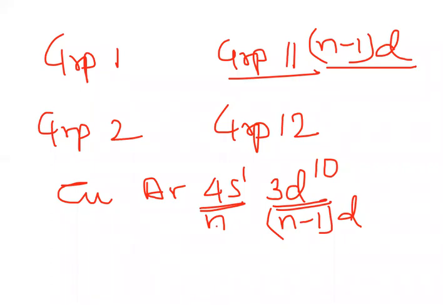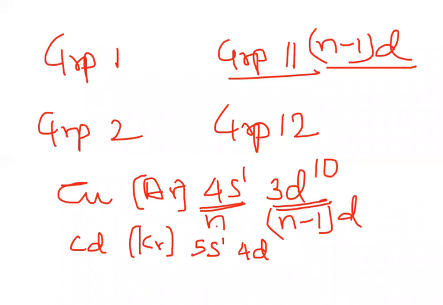If you go to the fifth period, let me pick up one element from the fifth period. Let us say just under zinc, I think it is cadmium. In this case, its electronic configuration will be krypton, and then it's going to be 5s1 and 4d10. You see, 5s1 and 4d10. If this is considered as n, then 4d will be n minus 1.